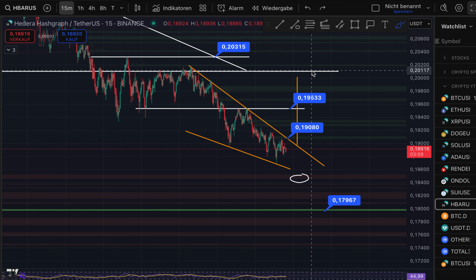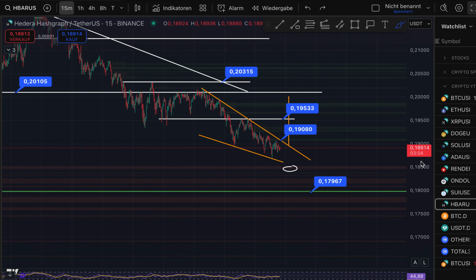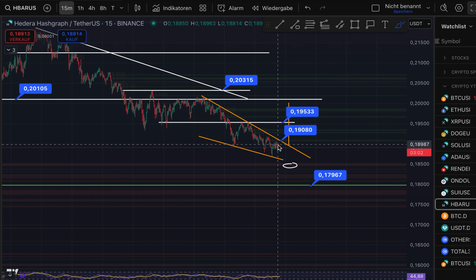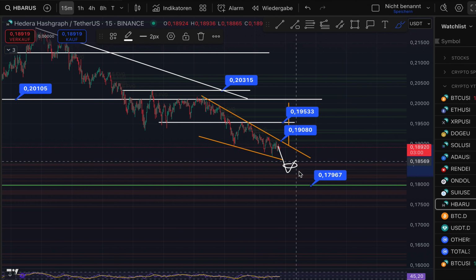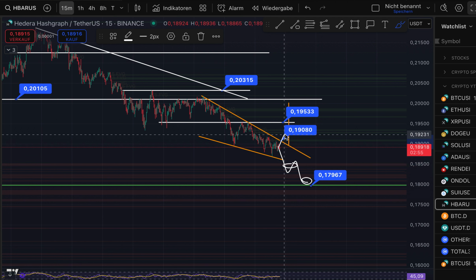And yeah, that's my game plan for HBAR at the moment. So far, right now, small recap, target is still the 18 cents unless we break to the upside.